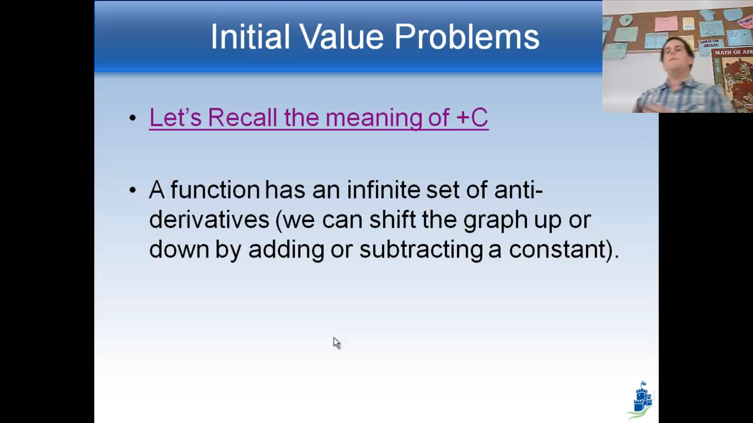All right. So that's what C means. A function has an infinite set of antiderivatives. So we can shift the graph up or down, and we'll still have the same derivative. That's what plus C means.